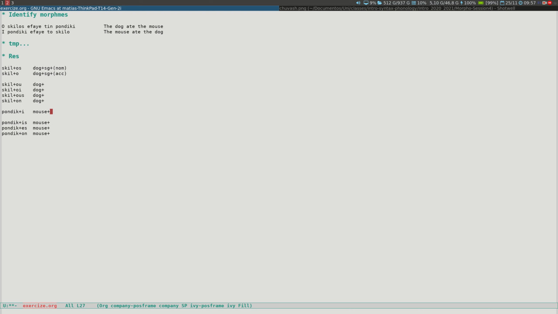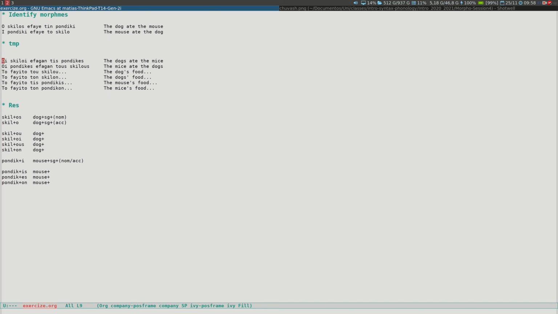Now, pondiki, we're quite certain this is a singular. Mouse appears as a singular in both cases. And we could also say that it's likely to be a nominative and an accusative, but we'll see.